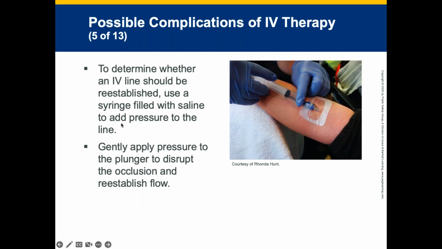Right? So determine whether the IV line should be reestablished. Use a syringe filled with saline to add pressure to that line. Make sure it still flushes. Gently apply pressure to the plunger. Please do not slam that in.